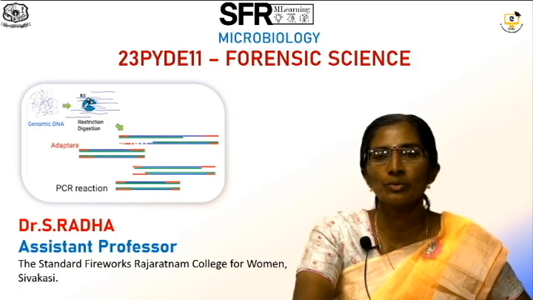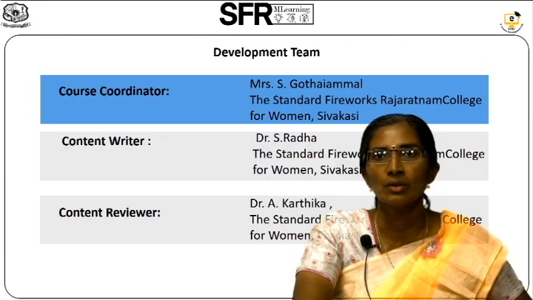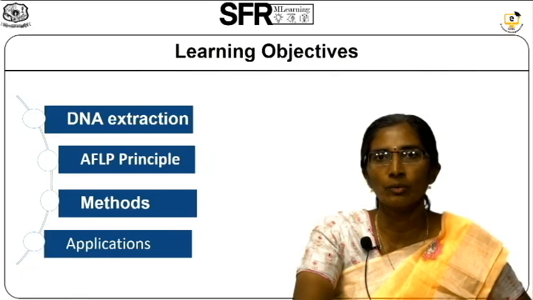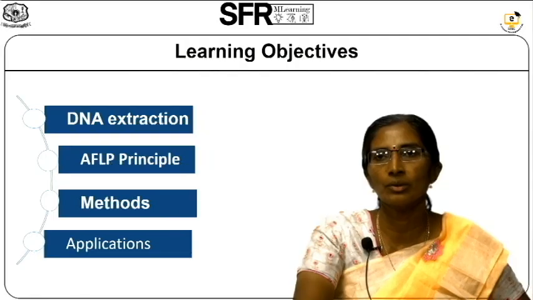So, today I am going to discuss a topic in forensic science: AFLP, that is amplified fragment length polymorphism. I am going to discuss how the DNA is extracted for this process, what the basic principle behind it is, how the method is done step by step, and for what reason we are doing this, that is, the application of this technique.